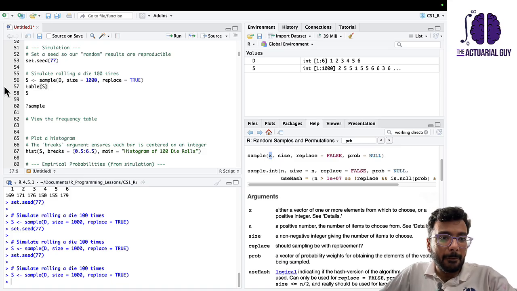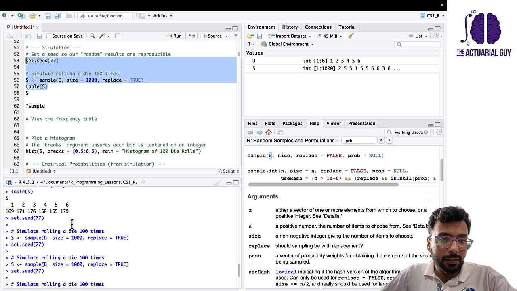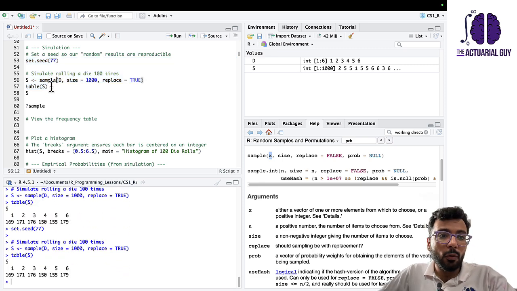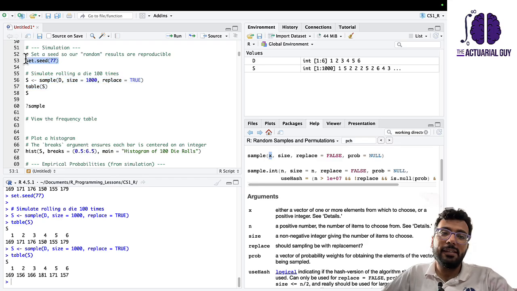Yes, see, 169 to 179, the same sample will keep on coming. Every time the same sample is there. But if I don't run set seed again, then the sample would change. Okay, so make sure when you're running your sample function, you need to run the set seed command before it. Okay, that is something you need to make sure in order to ensure that your sample is the same, right?